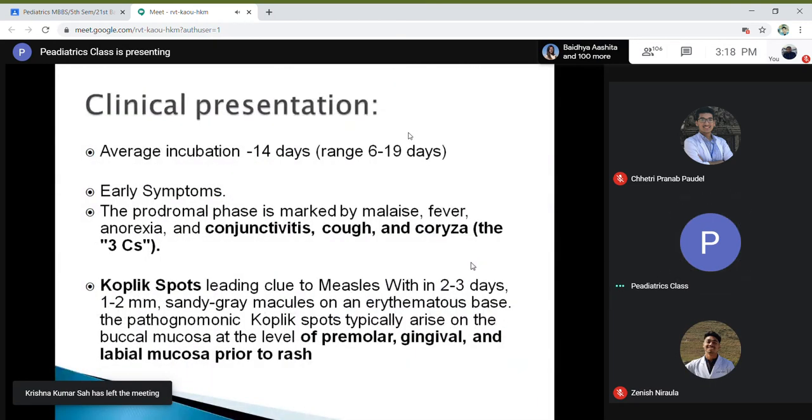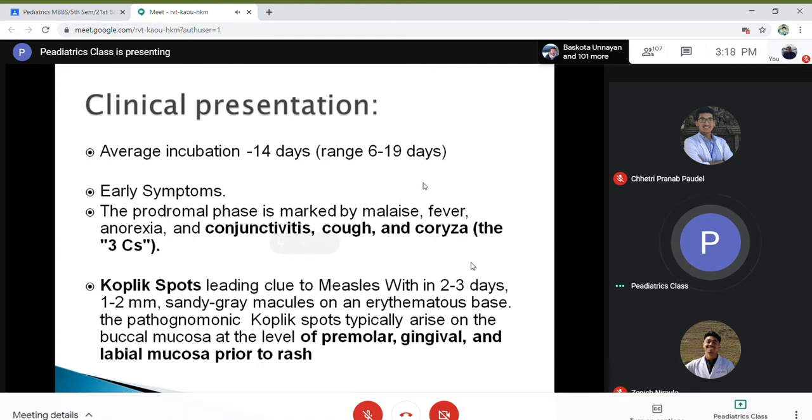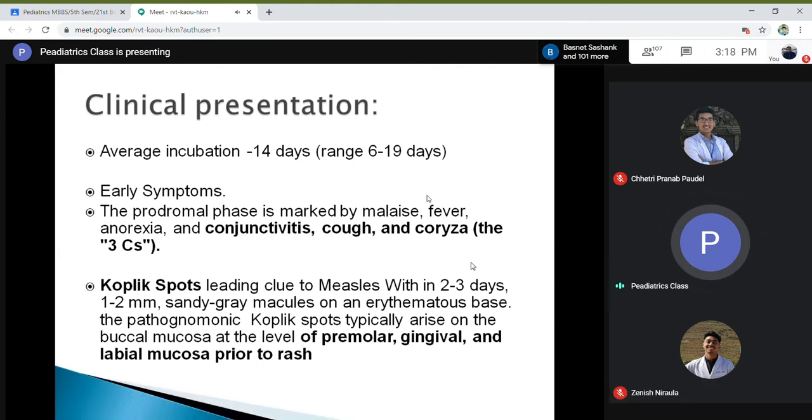So how the patient will come to you is very important as a clinician. Like we mentioned, every infectious disease has an incubation period. This is about 14 days, ranging from 6 to 9. In the early symptoms, the patient may come to you in a prodromal phase marked by malaise, fever, or anorexia. These are non-specific. Then some sort of viral fever with conjunctivitis, cough, and coryza, the 3 C's: red eyes, coughing, and runny nose. These are the early symptoms. They come, but you cannot make out what is happening. At that early phase, you might think about any sort of viral infection.